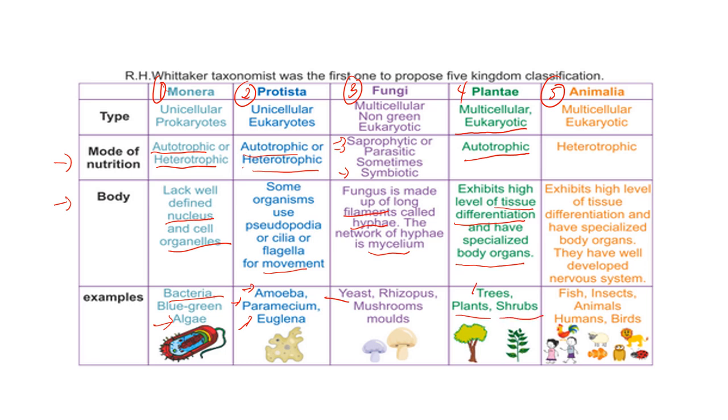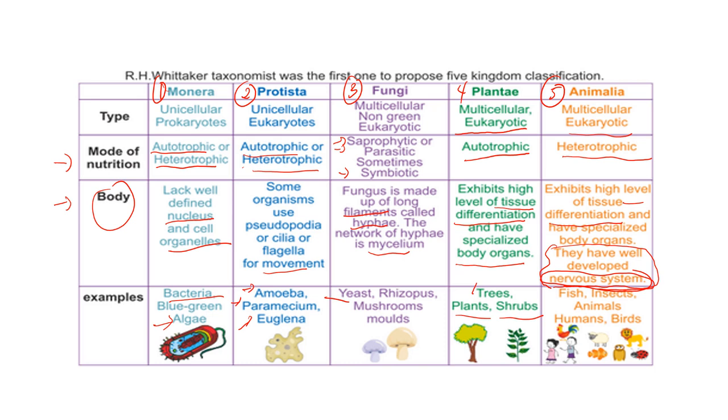And then the fifth kingdom is Animalia. They are multicellular eukaryotes, they are heterotrophs, they are consumers. The body feature is that they exhibit a high level of tissue differentiation, and have specialized body organs, they have a well developed nervous system. As you look at the features for Animalia and Plantae, the difference is that Animalia have a nervous system. Examples are fish, insects, animals, humans, and also birds.